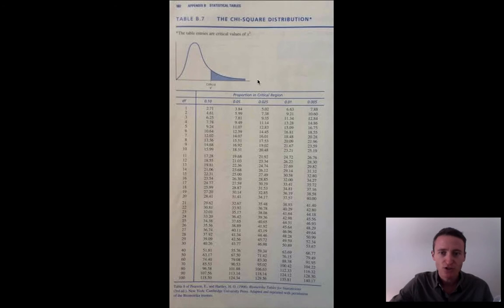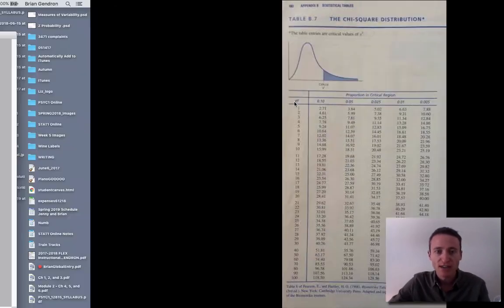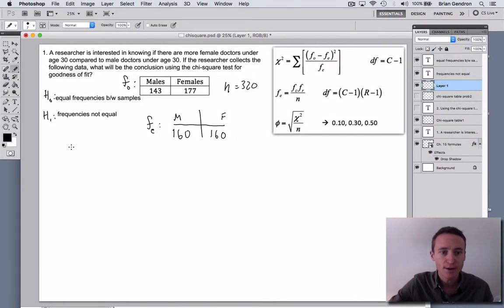To read the chi-square distribution table, you need to know your alpha level, which we're going to use an alpha of 0.01, since that's the most common in social science research. And we also need our degrees of freedom. The formula for the goodness of fit test, the one we're doing now, is C minus 1, where C is the number of categories in your data set. So we have two categories, male and female. So therefore, degrees of freedom is 2 minus 1, which is 1.